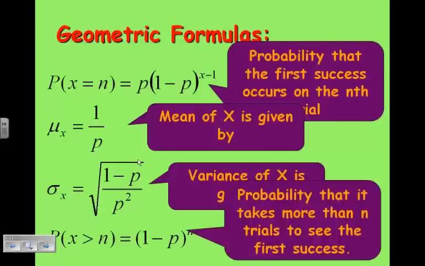And finally, the probability that it takes more than n trials to see the first success. So the probability that x is greater than 5 trials or whatever, and you would put that in there. Alright, so these are the 4 formulas you're going to need to know, and I'm going to give you some examples to use to go through them. And we will, of course, be talking about them in class, but you need to have them, you need to be able to refer back to them, you need to know what I'm talking about when I say the mean of x.